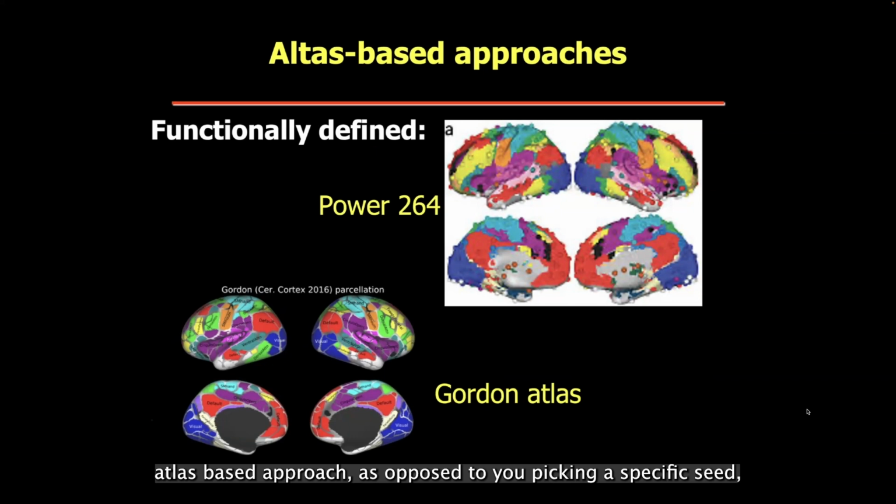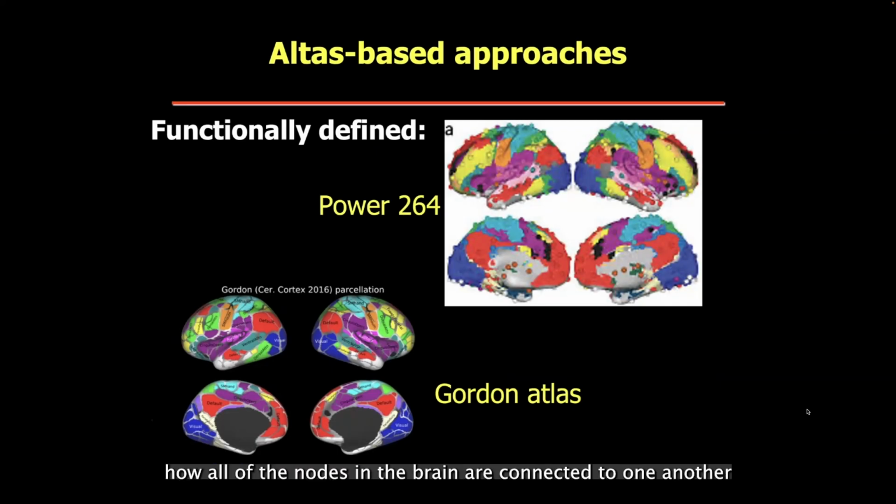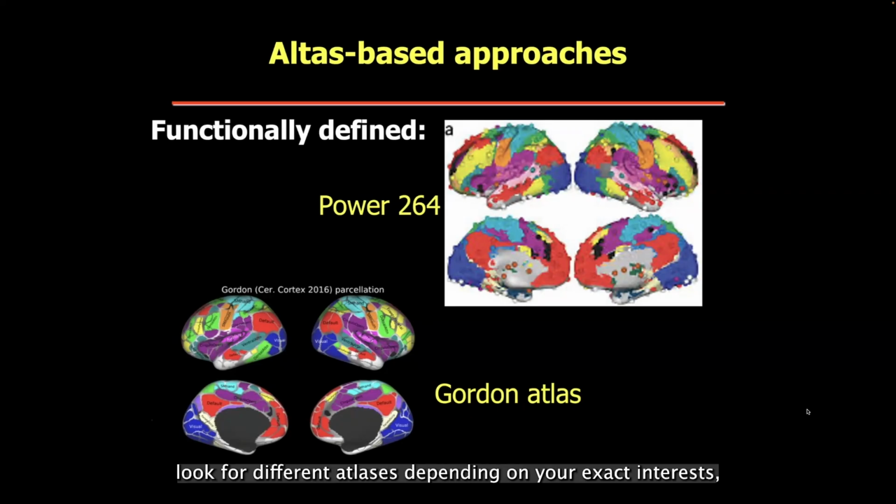So for an atlas-based approach, as opposed to you picking a specific seed, you could choose from a number of established brain atlases and examine how all of the nodes in the brain are connected to one another at the same time. And some of them are functionally defined, such as these established, published brain atlases like the Power 264 and the Gordon Atlas. And they give full coverage of the brain. You may have to look for different atlases depending on your exact interest, but most of them give full coverage of the brain.